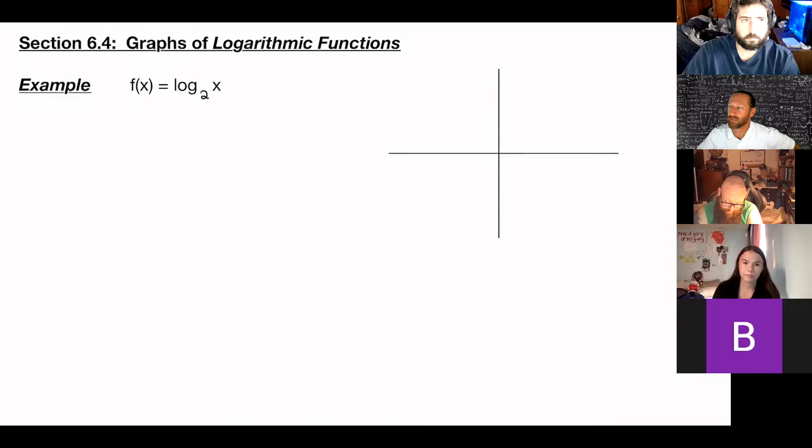Now, if we know how to graph y equals 2 to the x, which we did earlier, then shouldn't we be able to graph this? Because what is this to that? Inverse. That's it. And do you remember the line that we said would always be our mirror, our reflection? The asymptote? Close. The y equals x line.